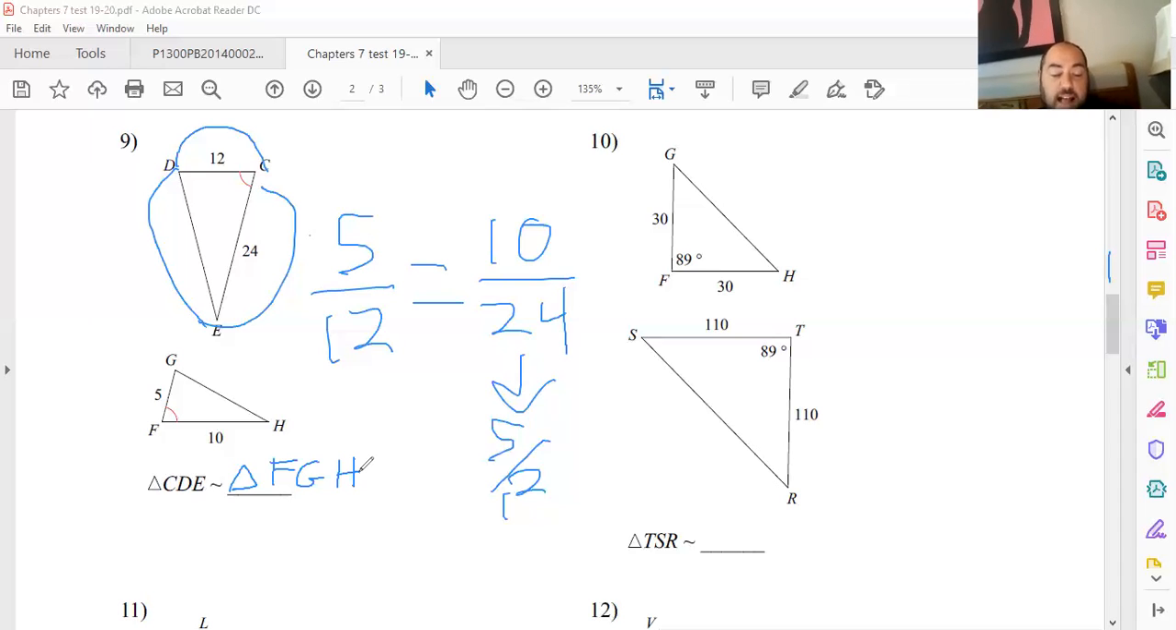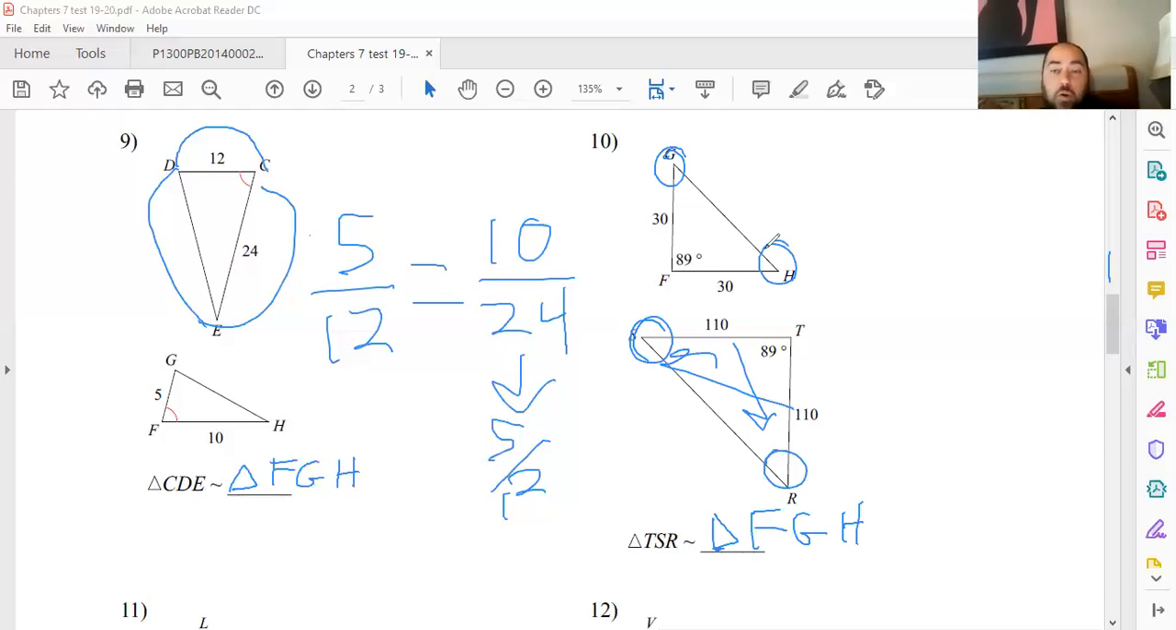And here we have TSR, and we can honestly go either way. We can go FHG or FGH. Either one is acceptable because they're isosceles, and if you guys remember, when they're isosceles triangles, we know that these two angles are identical. So those two angles are identical, which means that they're going to be naturally congruent to these two. So it really doesn't matter whether you go FHG or GFH. A cool thing about isosceles triangles.